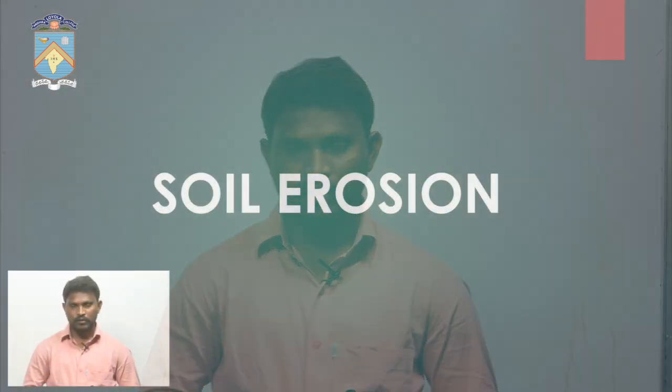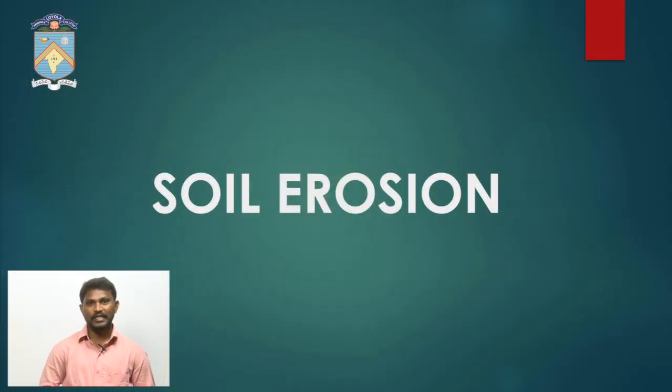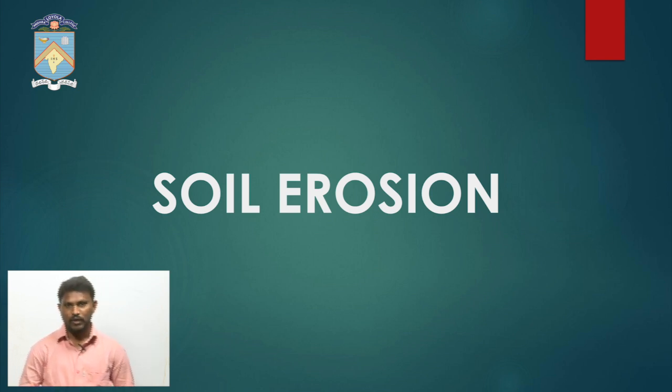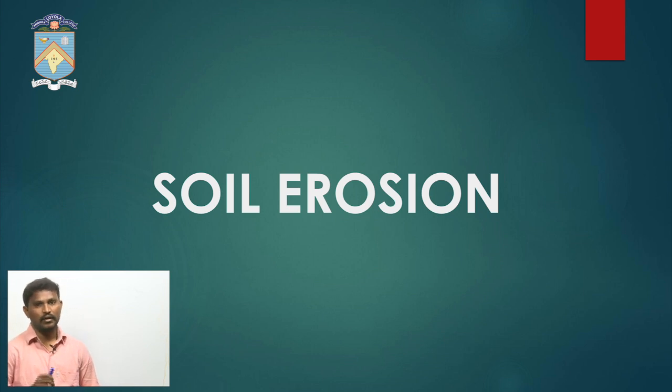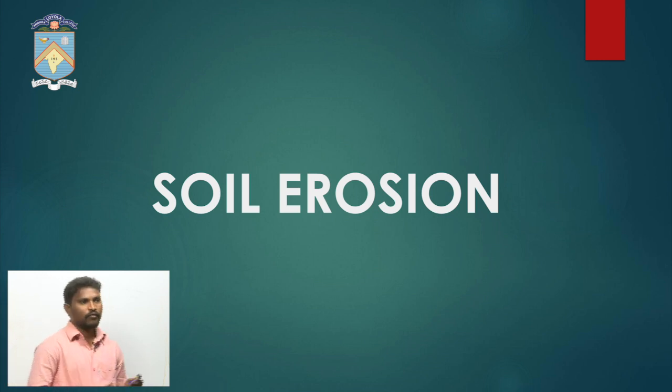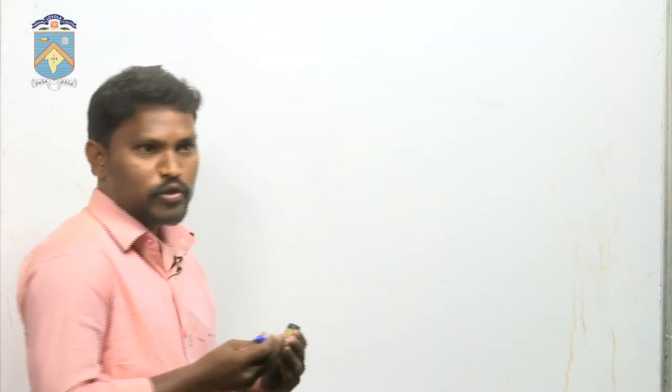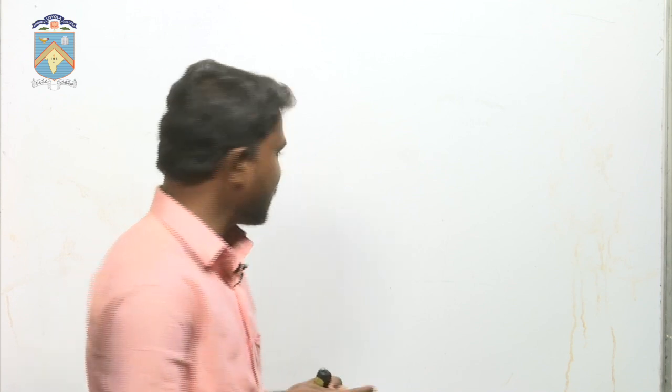Now I am going to discuss the topic soil erosion. Soil we can define as the uppermost weathered and disintegrated layer of the earth's crust. Erosion means disintegration of something, whatever it may be. Now we will come to the topic soil erosion. We can define it as the movement of soil particles from one place to another place. First we will know what is erosion, how the word erosion exists.